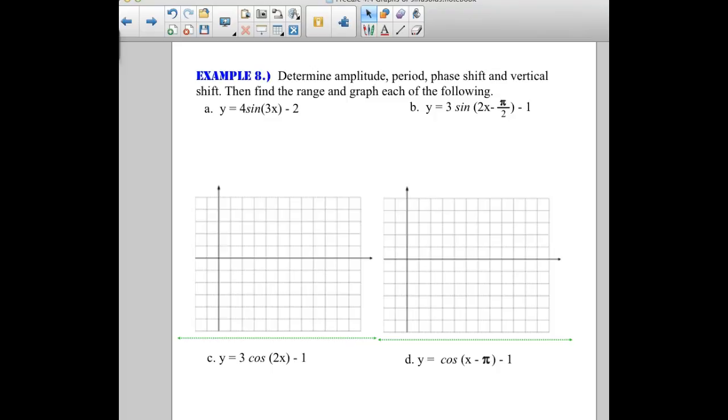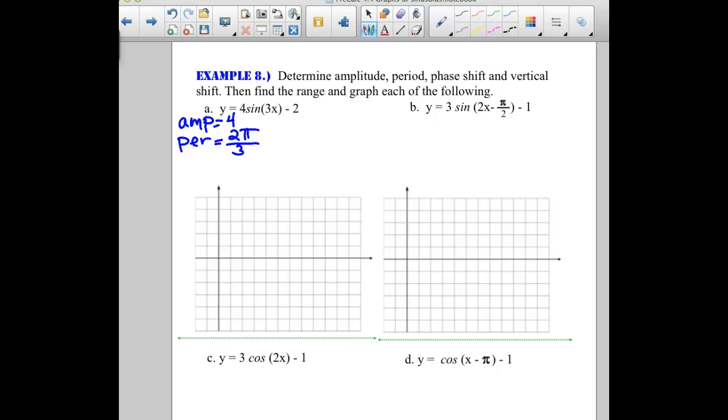What can we tell about the amplitude? Okay, we know that from last week. Our amplitude equals 4. It is a sine curve. How about period? It's always 2 pi divided by b. In this case, b is 3, so we're getting a period of 2 pi over 3, or 2/3 pi.